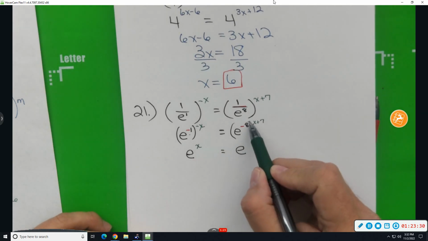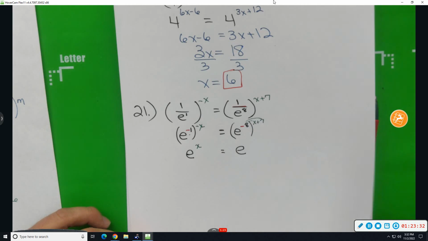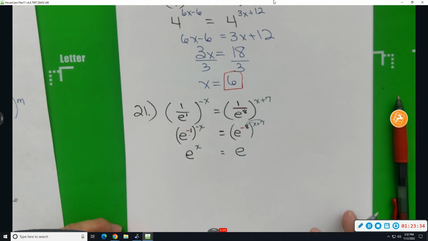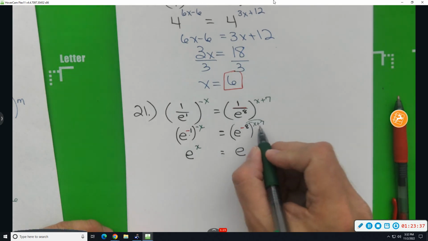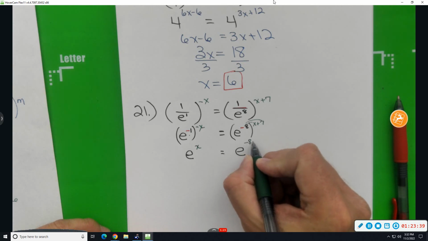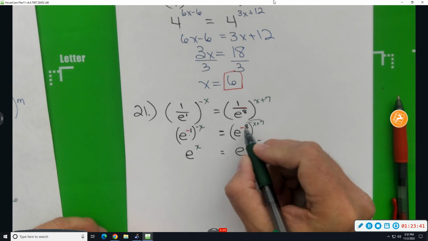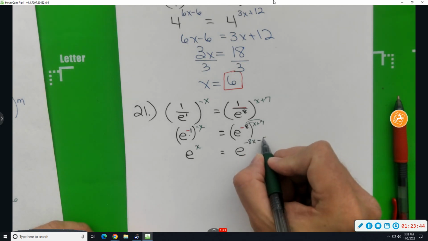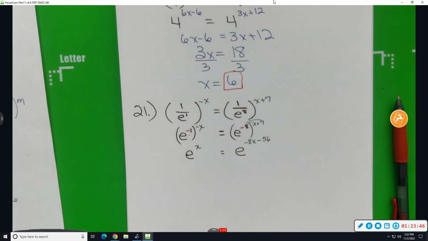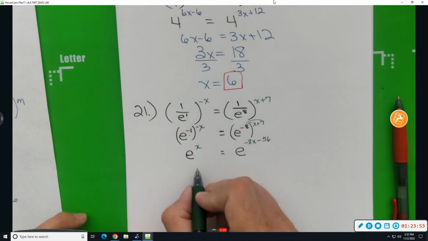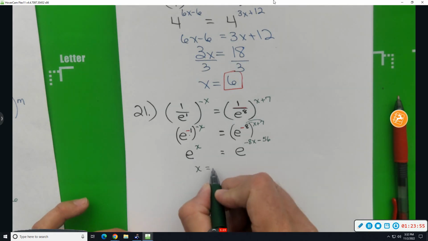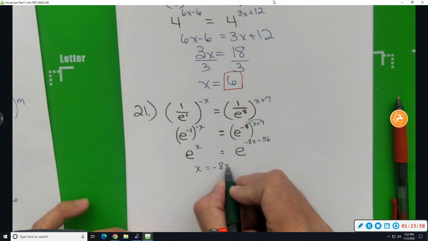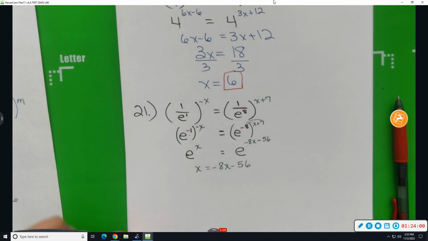Over here, distributing the negative 8, what are we going to have? Is that a minus 56? Okay. Now, the bases are the same, so the exponents have to be the same. So I'm dropping the e's, and we have something pretty easy to solve now.